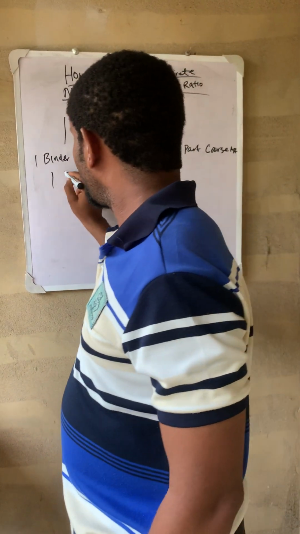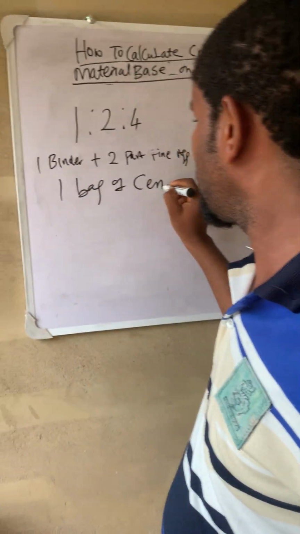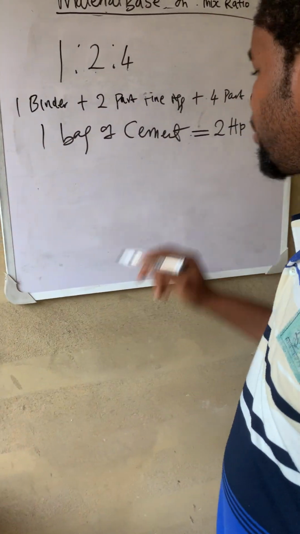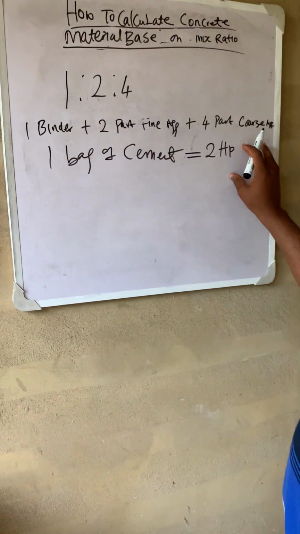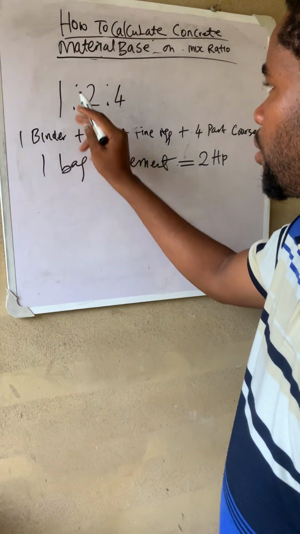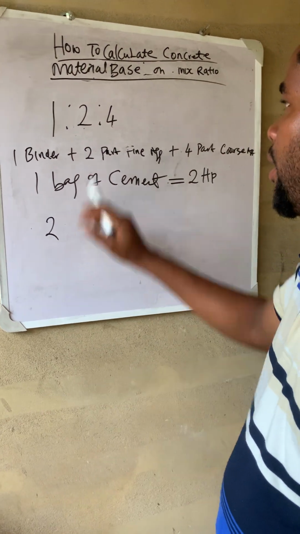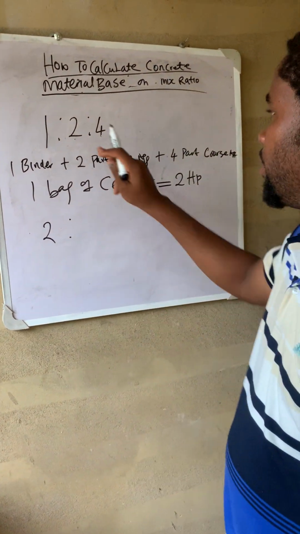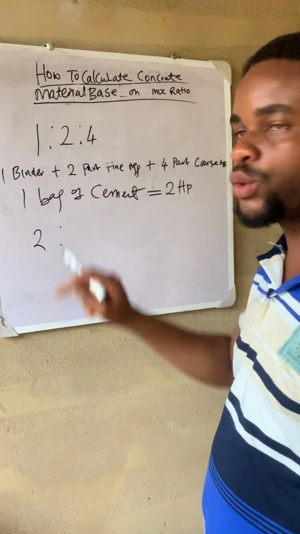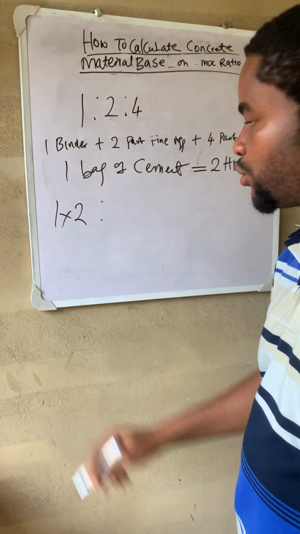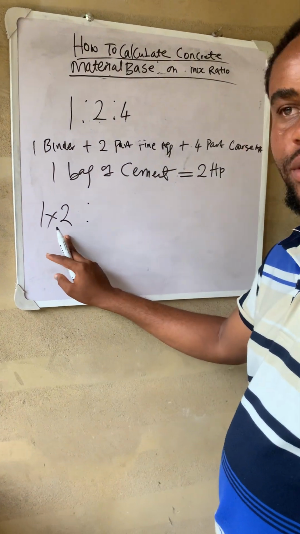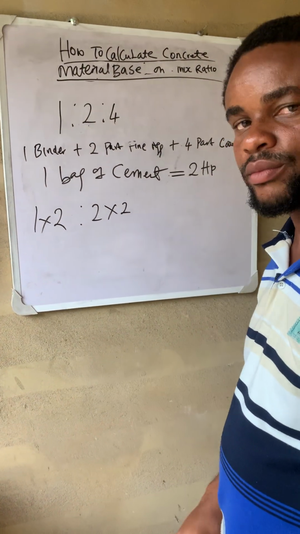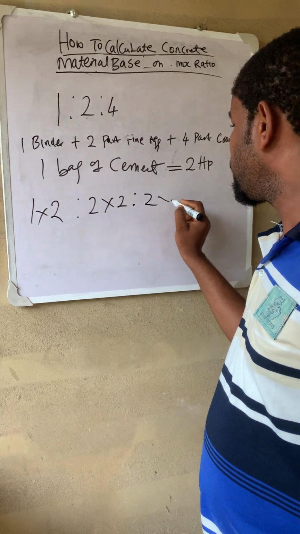If 1 bag of cement is equal to 2 headpan, so we are going to look at that. That means this one will be replaced by 2 headpan for 1 bag, for you to measure it in 1 bag. Then these other parts will now be multiplied by 2 again. Remember, that is 1 headpan times 2. You understand? So we now have 2 times 2, and we now have 2 times 4.